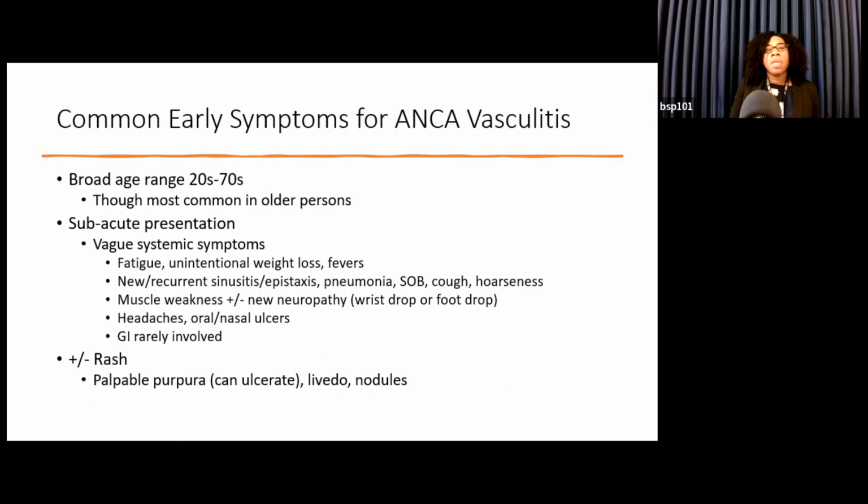And unlike the previous small vessel vasculitis that we discussed, rash is not super common in ANCA-associated vasculitis. It's seen in about 30 to 50% of patients. And if you do see it, it may be palpable purpura with ulcerations or livedo reticularis or different kinds of nodules.